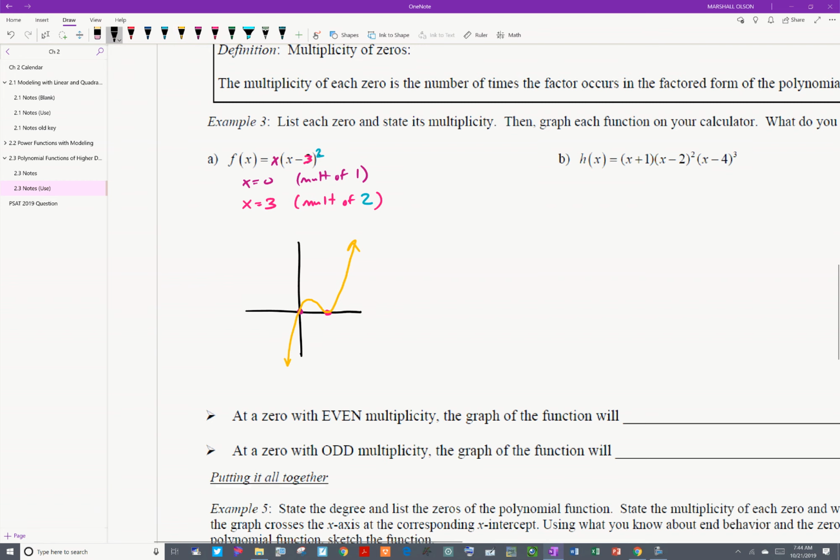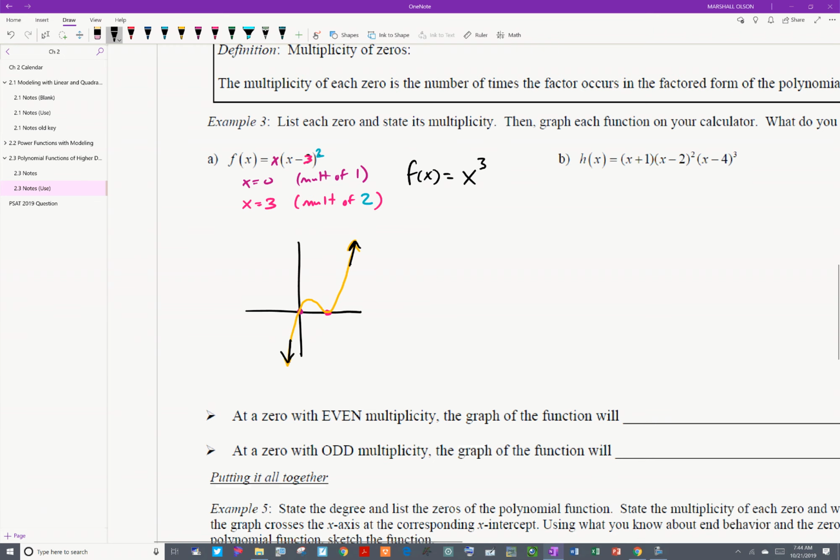If we were to write this thing in standard form, what would the first term be? Not x squared, because you've got this being x squared, right? It'd be x cubed. So does it make sense that it looks like it does? Yeah, because it's odd, so it's going down here and up there. That is odd end behavior, and it's positive because it would be positive x cubed.